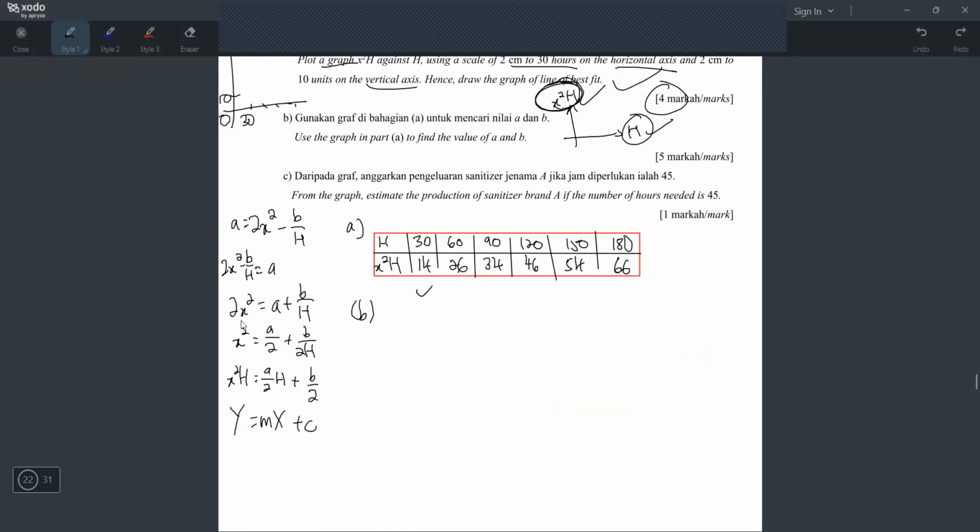You have to look at your linear form. So your gradient is actually what? A over 2, and then your y-intercept is B over 2. So how to write? A over 2 equals gradient, and then B over 2 equals y-intercept. But when you write y-intercept, you have to use huruf besar.